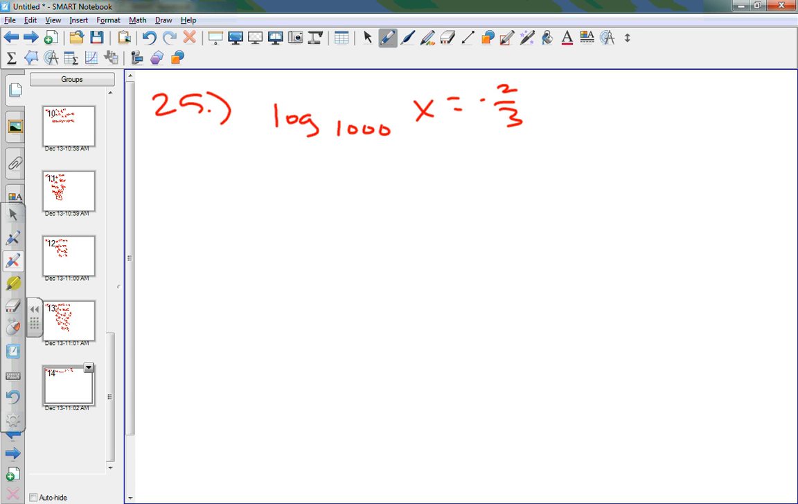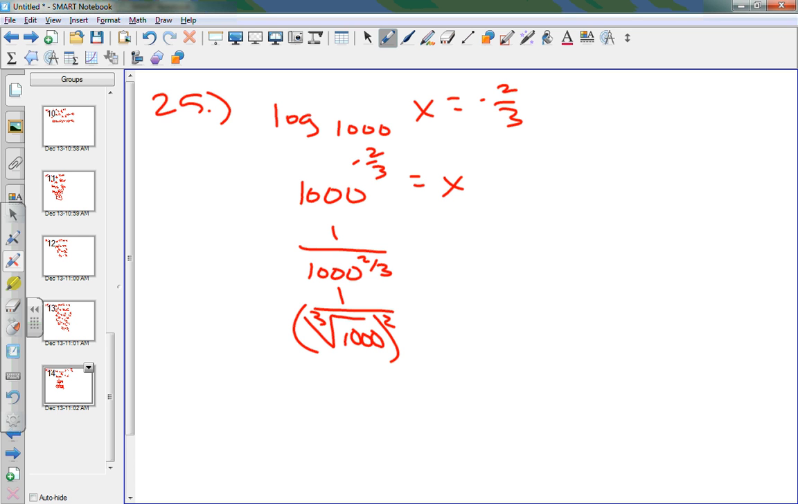How do I write this as an exponential? 1,000 to the negative 2/3 is equal to x. So this is going to be 1 over 1,000 to the 2/3, right? So that's going to be the cube root of 1,000, and then square that bad boy. And what is the cube root of 1,000? 10, and what is 10 squared? 100. We did 22.